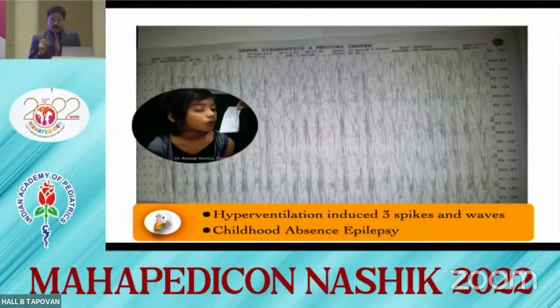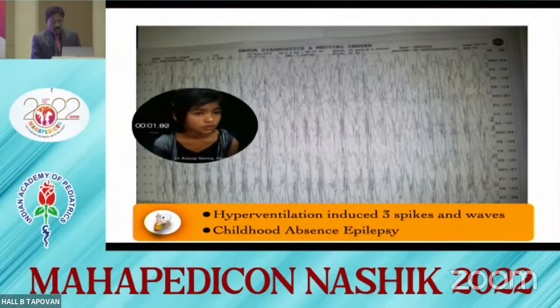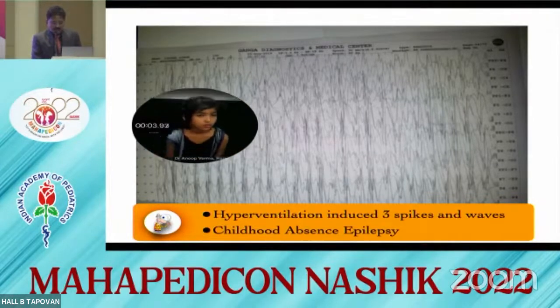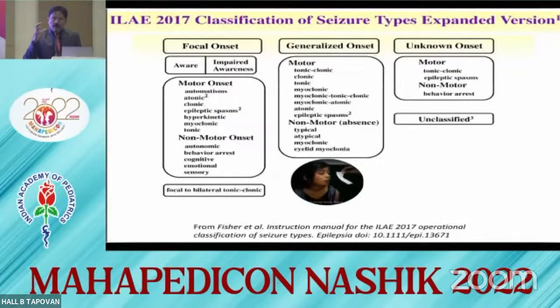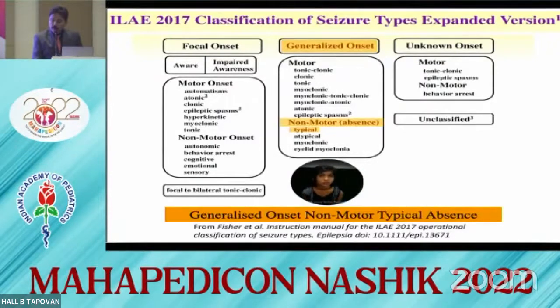Hyperventilation gives a very classical signature EEG, that is the three-per-second spike and wave. It's very classical of childhood absence epilepsy. We know that this is classified into typical, atypical, myoclonic, and eyelid myoclonia as well. If you classify this epilepsy into the current ILAE 2017 classification, you can see that it is of generalized onset, non-motor, typical absence.